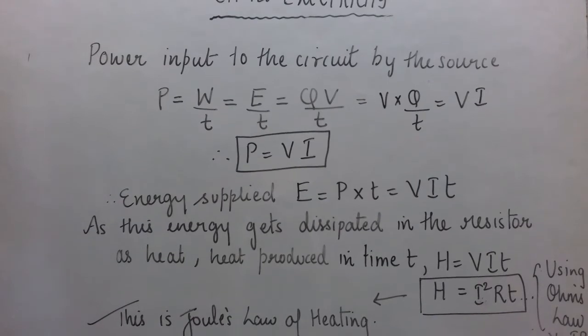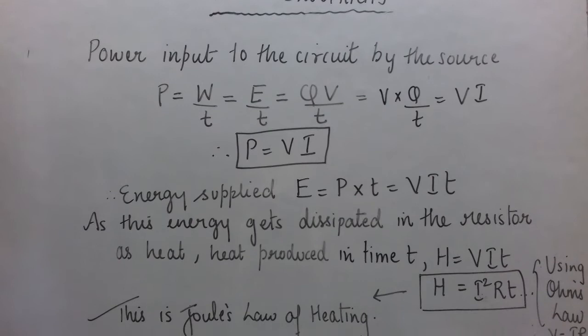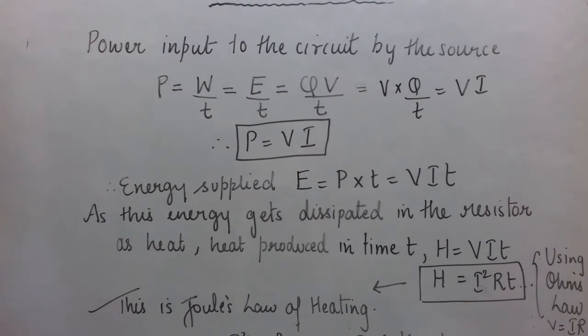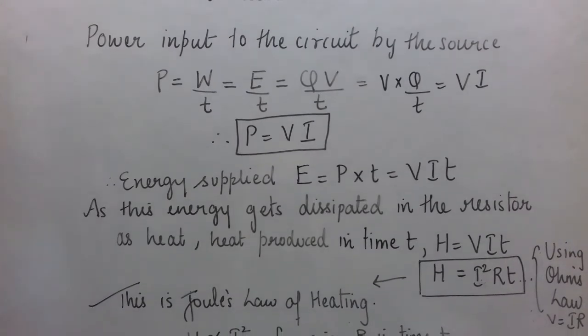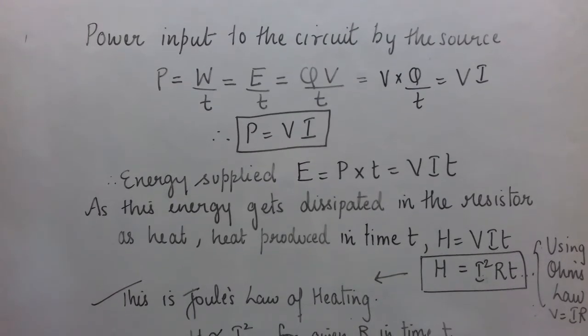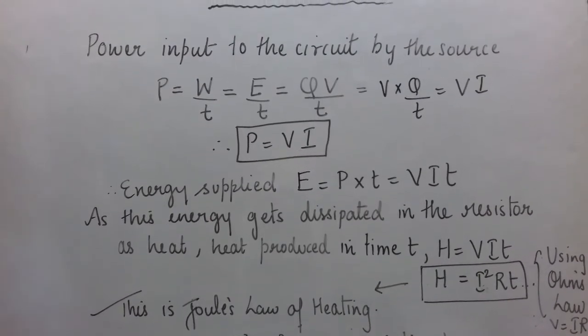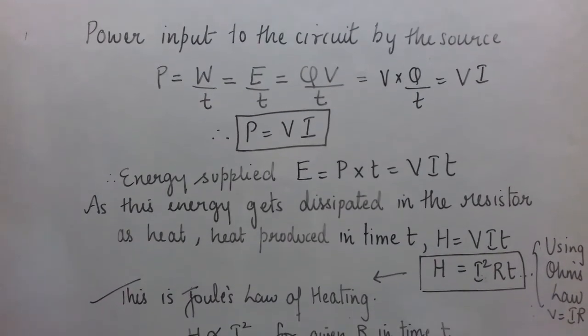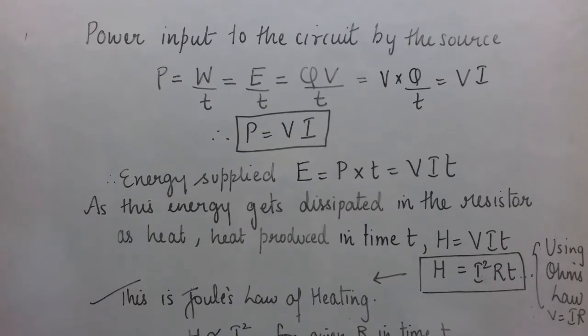So now we have seen that the work done to move the charge Q through the resistor R in time t, W is equal to QV, as V is the potential difference across the resistor having resistance R. And this work done, how is the energy supplied? This energy is supplied by the source of potential difference, that is the cell or battery. Energy supplied by the source in time t will be equal to this work done. So energy supplied, or energy input to the circuit by the source, is QV.